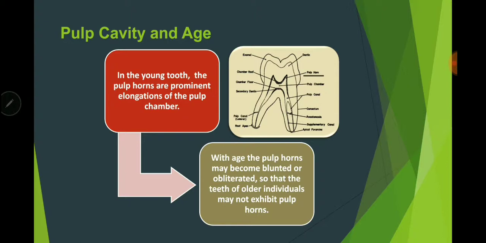So in a young tooth, the pulp horns are very prominent and elongated. When you start to advance in age, the pulp horns may become blunted. These are favorite questions. Pulp horns may become blunted or obliterated, so that the teeth of some individuals may not exhibit pulp horns.